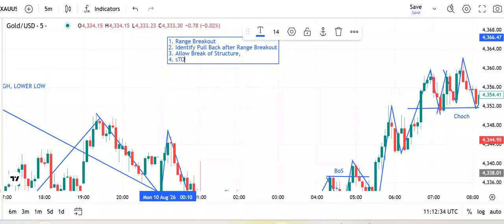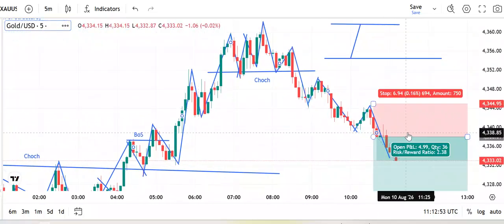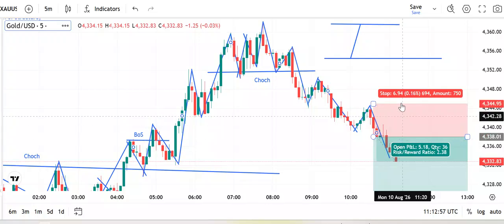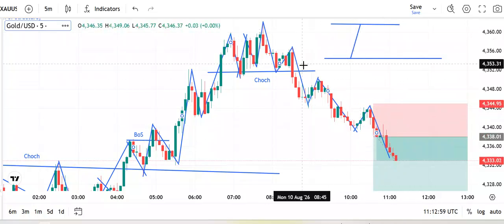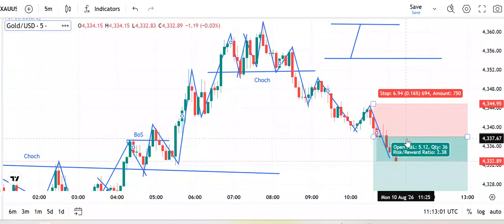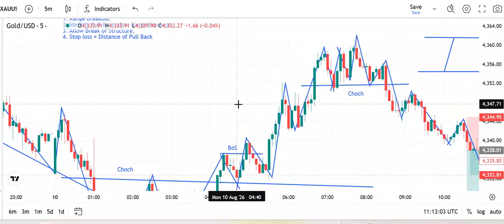Stop loss equals distance of pullback. We've already done this. This has been measured and used here. Stop loss equals distance of pullback. This is the measurement of the pullback, this pullback. That's equal to the stop loss.